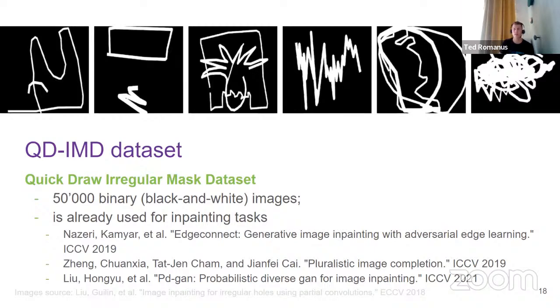It contains binary black and white image masks, which are actual human drawings. This data set is already used for in-painting in multiple other works. The way we are going to apply it to our task is that we can overpaint white pixels from this mask to the previous SRO images and simulate image damages this way.